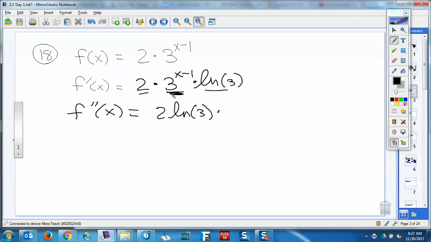So what do I need? I need the 3 to the x minus 1. That's that part of the rule. And then I got to tack on another ln 3. Okay? And there you go. And you can just leave it just like that. Okay? All right, what is the antiderivative?